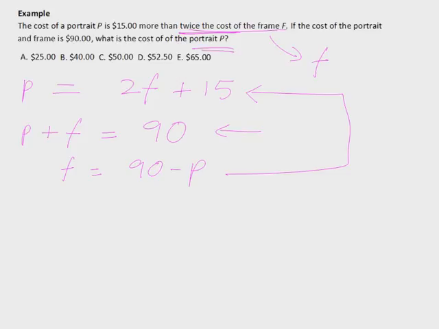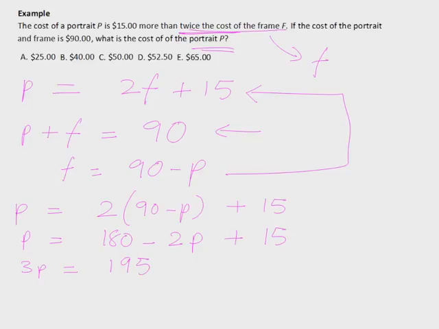I want P. So substituting this value of F in the first equation, I get P is equal to 2 times 90 minus P plus 15. So P is equal to 2 times 90, that's 180, minus 2 times P, that's minus 2P plus 15. I can take the minus 2P on the other side, that is I add 2P on both sides, and I'll get 3P is equal to 180 plus 15 is equal to 195. So P will turn out to be 65. And the answer is E.